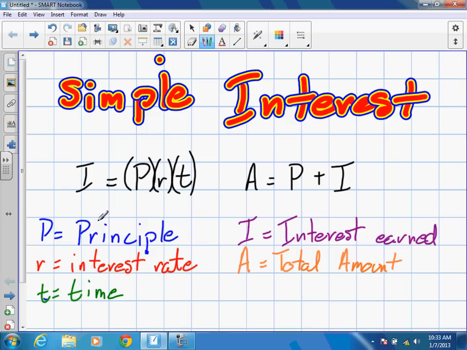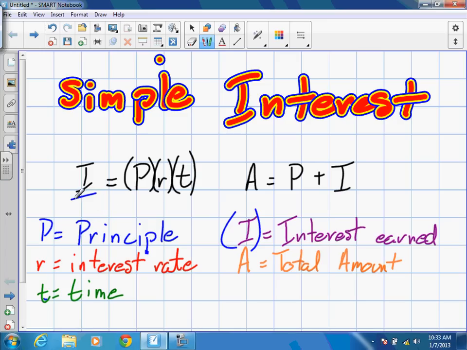The lowercase r is going to stand for our interest rate. An interest rate is however much extra you have to pay on top, or however much extra you're going to get for putting your money into a bank account. T is just strictly time, because the longer money's in these types of accounts, the more money you're either going to have to pay or make.